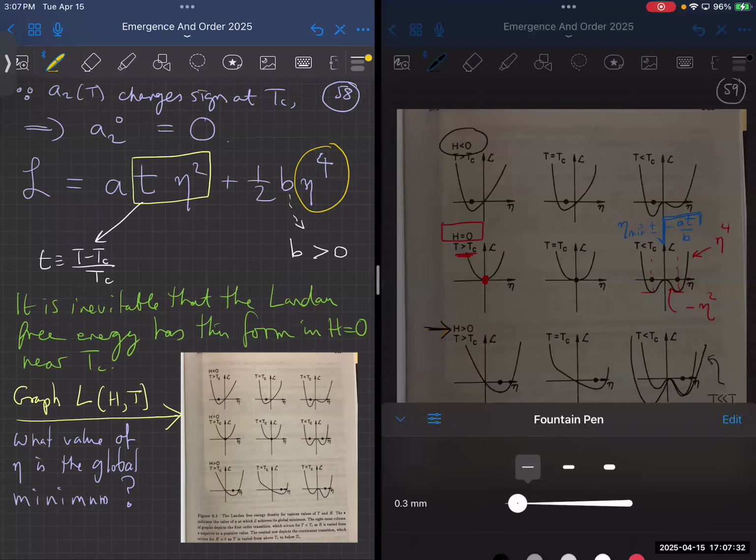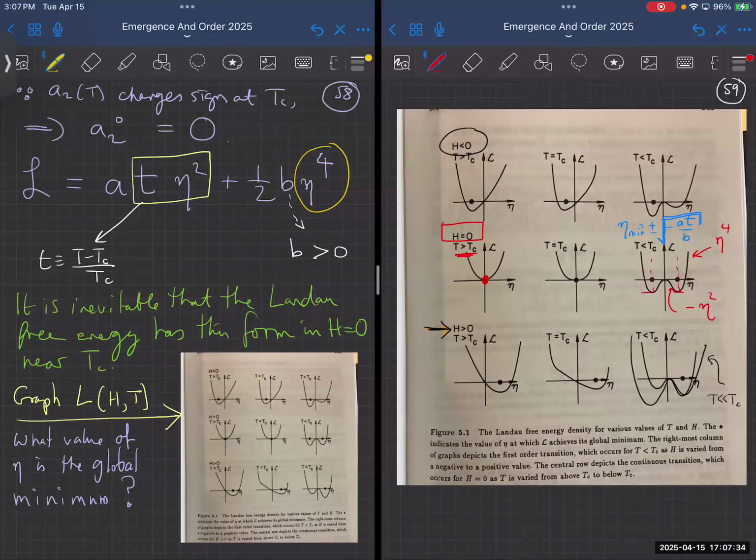And then suddenly what would have happened is the solution would have now dropped to this point over here. It would have gone from there to over here. So remember, what we're always after is the global minimum of the Landau free energy. And as you change the field and you change the temperature, what may happen is that the global minimum might jump discontinuously from one value to another.